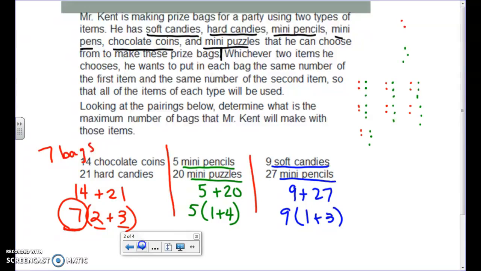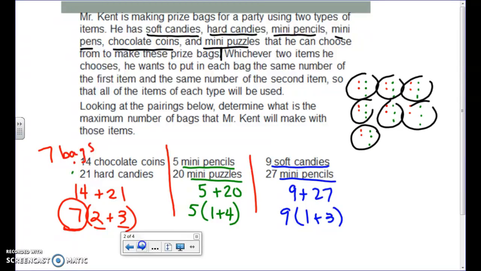So each red dot represented one of my 14 coins, and I put 2 in each bag, and I've used them all up. And each green dot represented one of my 21 hard candies, and as you can see, I've used all my 21 candies up. So together, here's the first bag, second bag, third bag, fourth bag, fifth bag, sixth bag, and seventh bag. As you can see, I have used up 7 bags right there, and I've used up everything, all 14 chocolate coins and all 21 hard candies without anything left over.